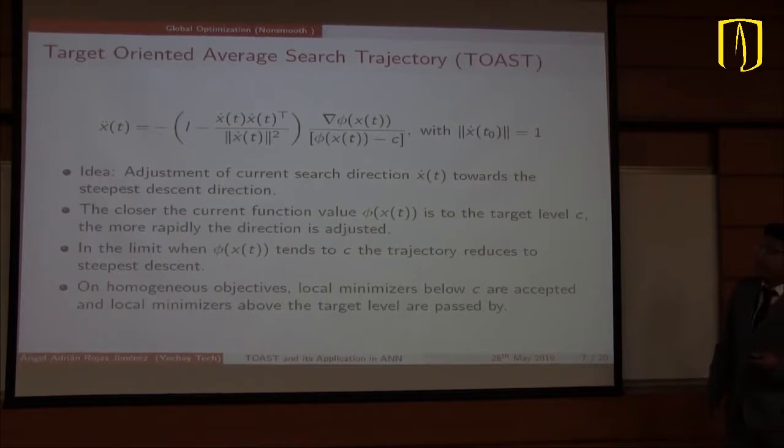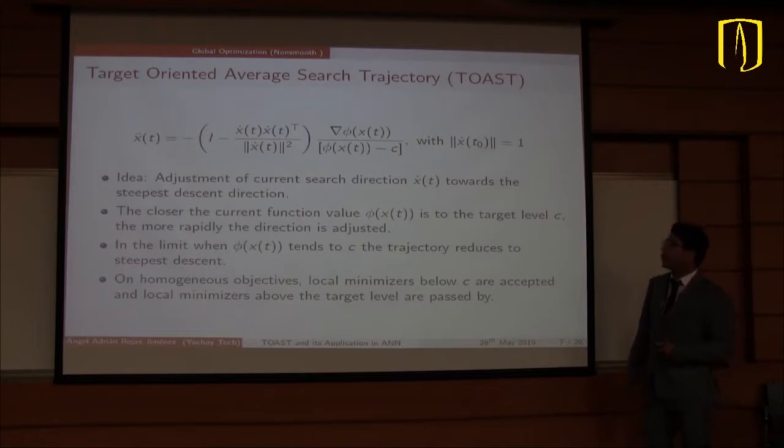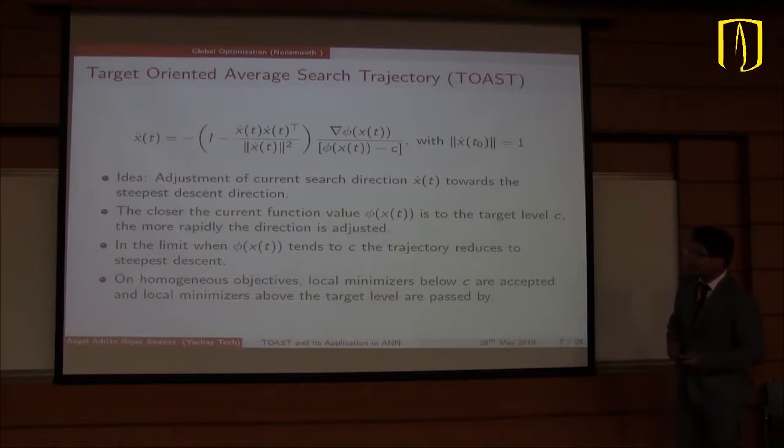This is an ODE. The idea is that the current search direction, x of t, the first derivative of this solution, goes towards the steepest descent direction. The closer the current function value on this trajectory is to the target level, the more rapidly the direction is adjusted. In the limit, when the function value on this trajectory tends to c, the trajectory reduces to steepest descent.